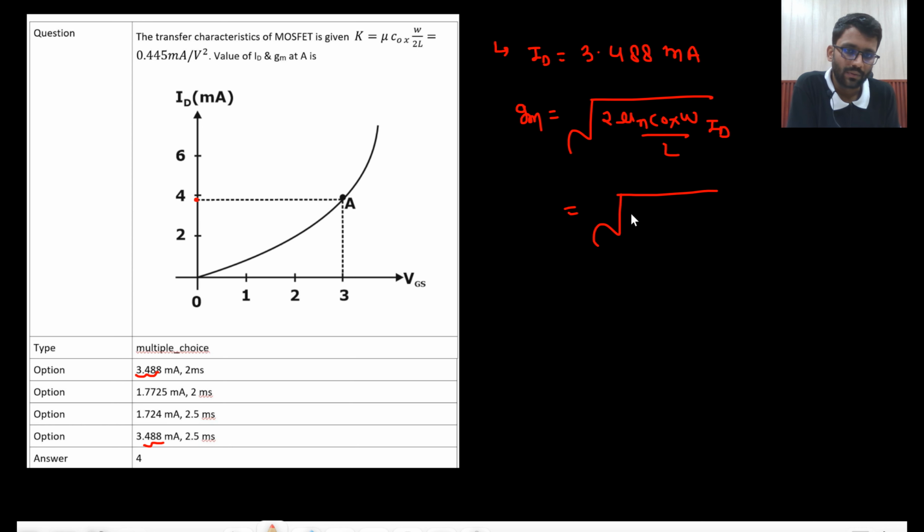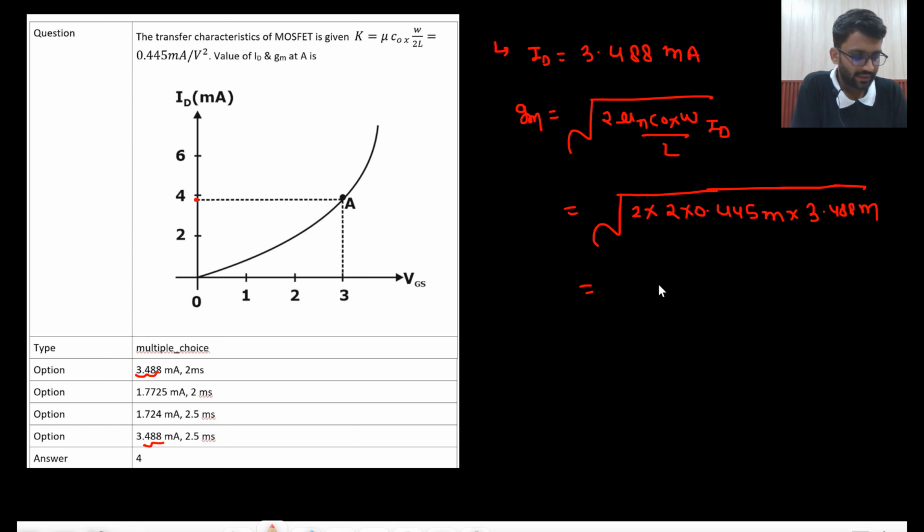GM is root 2 mu n Cox W by L into ID. So that is root of 2 into 0.445 milli into ID, which is 3.488 milli. So basically you need to take the under root later on. 0.445 into 3.488 into 4, under root. So 2.5 millisiemens you are getting. So this is the answer.